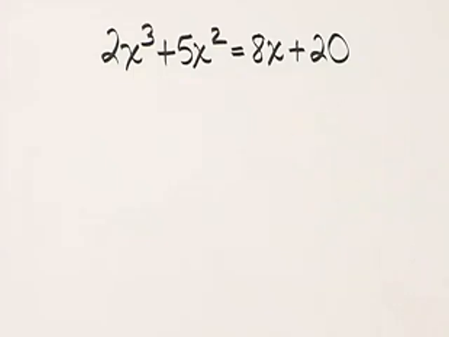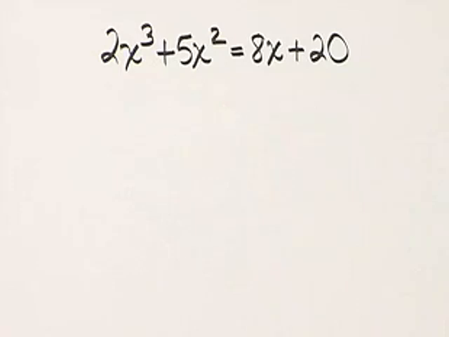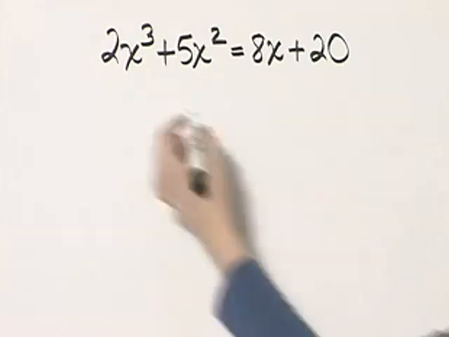How do we solve this equation? Notice it is a cubic, so let's try and solve it by factoring. Let's write it in what I'll call standard form. In other words, let's set it equal to 0.